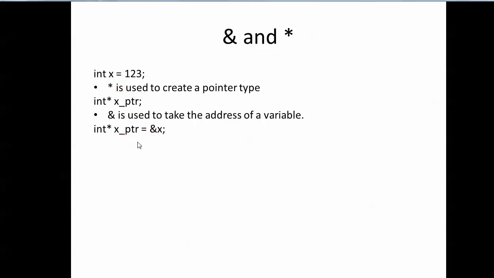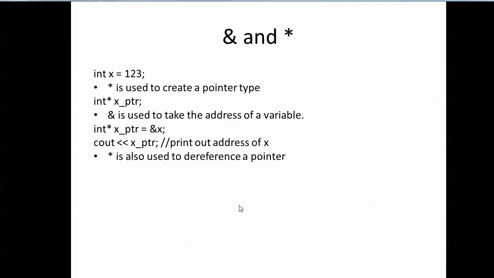Remember, all variables live in memory somewhere. So this is going to get some big long hex address value. If we want to see that hex address value, we can just cout x pointer itself, and that'll give us the address of where x lives. So that's all pretty clear. Everything's got one use so far.